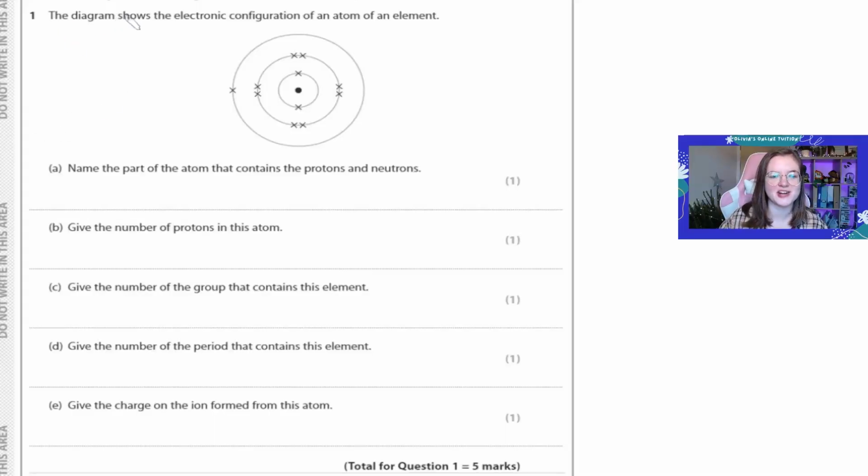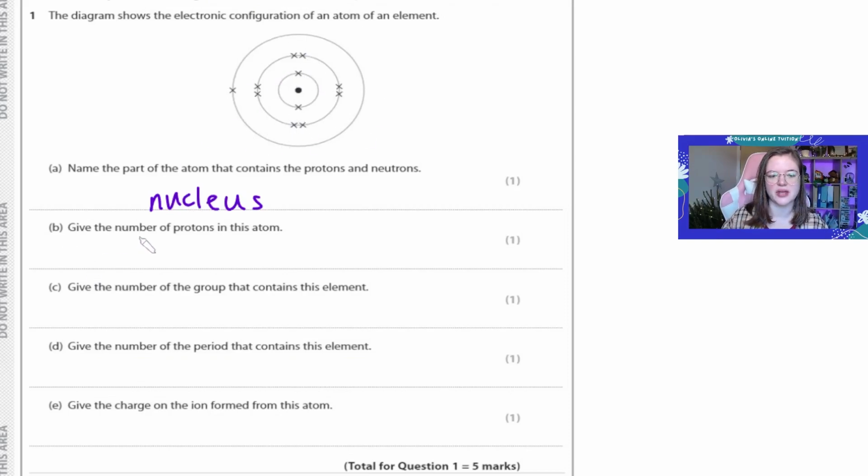Question 1, the diagram shows the electronic configuration of an atom of an element. Part A is to name the part of the atom that contains the protons and the neutrons. Well, they are both in here. The nucleus contains the protons and the neutrons. The shells contain the electrons, which are these rings around the outside.